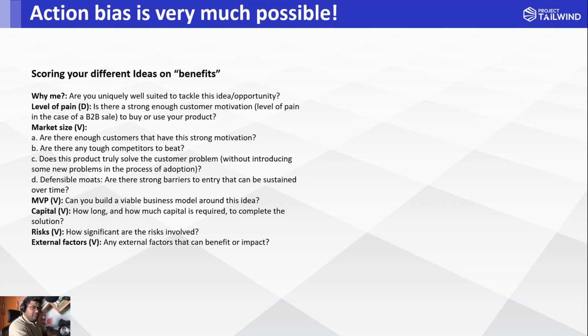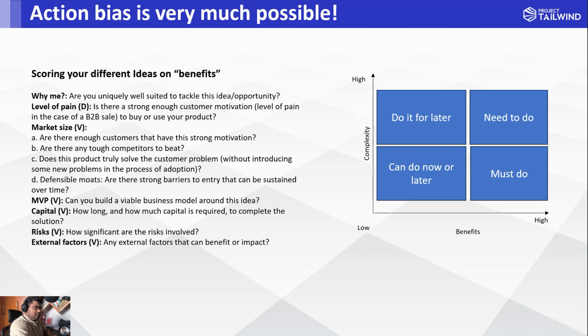As you can see, scoring involves talking to customers, doing market analysis, testing your product, figuring out your business model, your capital requirement, risk, and external factors. I think all of this is required. And then pick those ideas which score high on these parameters.